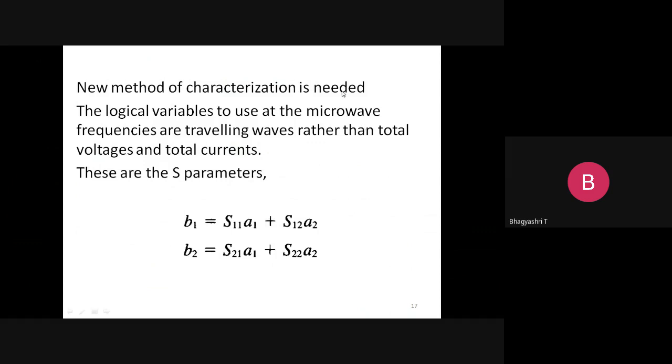Now, what is actually happening in a microwave? In a microwave, the logical variables to be used at microwave frequencies are traveling waves rather than total voltages and total currents. Please remember this. Microwave frequencies, so traveling waves we have to consider. For the S parameters, the formula is B1 is equal to S11A1 plus S12A2, and second, B2 is equal to S21A1 plus S22A2. So B1 is the output, A1 is the input, and S is the scattering parameter.